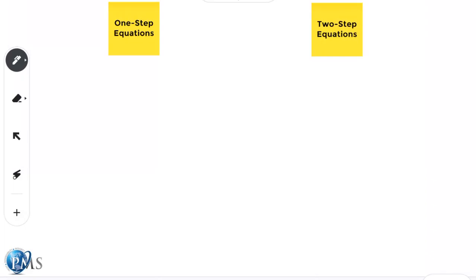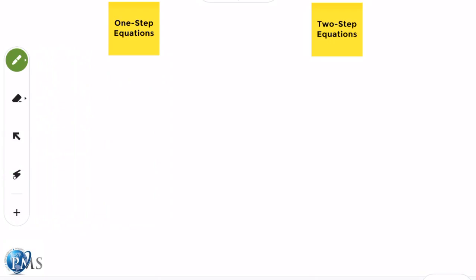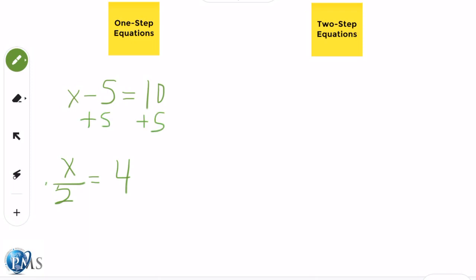In the last video, we looked at solving what we call one-step equations. So those are the ones that we saw before. x minus 5 equals 10, or x divided by 2 equals 4. All right, those are pretty simple. They only take one step to solve them. This one you would add 5 on both sides. This one you would multiply by 2 on both sides. Okay, these cancel. All right, you kind of remember that.